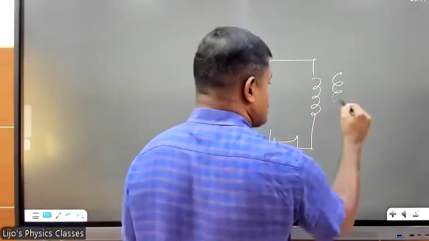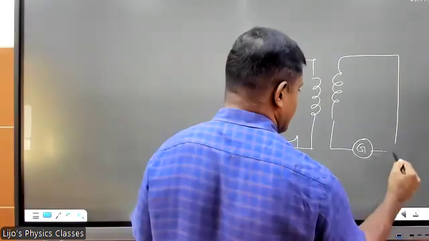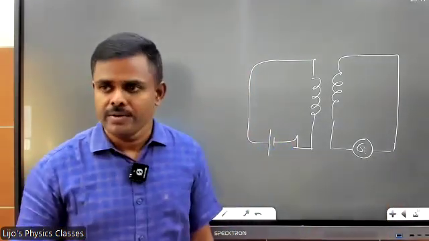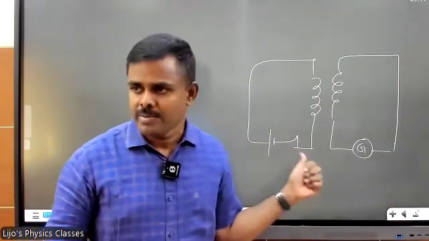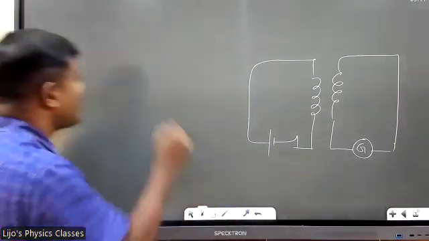Okay, and close to it, I'm keeping another coil called secondary, to which I connect a galvanometer. Got it? And what are you going to do now? You're going to switch on the primary. Primary is switched on, right? Tell me what happens now.